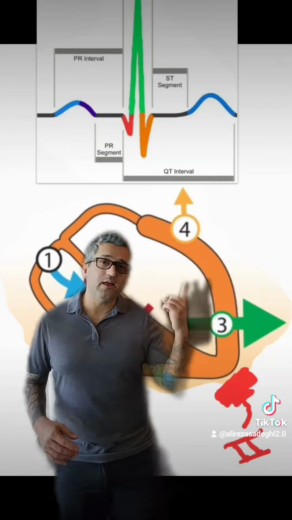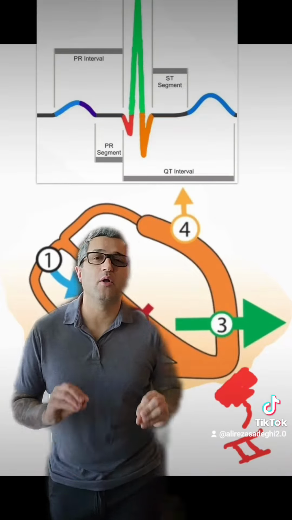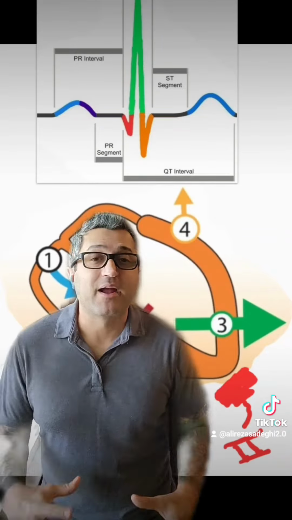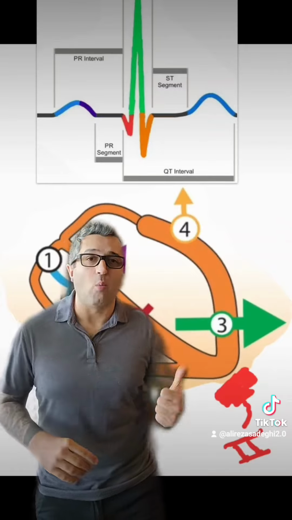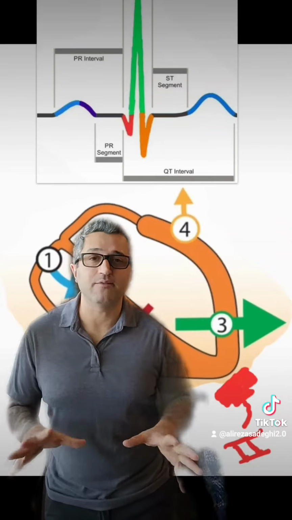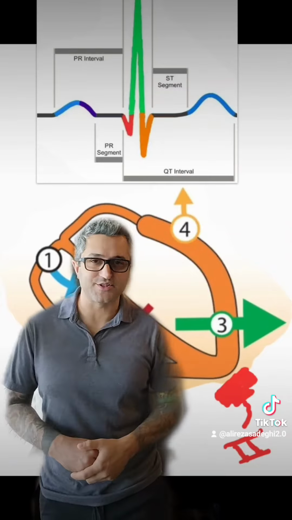And finally, the T wave represents repolarization of the ventricles. Because this repolarization occurs away from a positive lead, it will give you a positive deflection on your EKG.